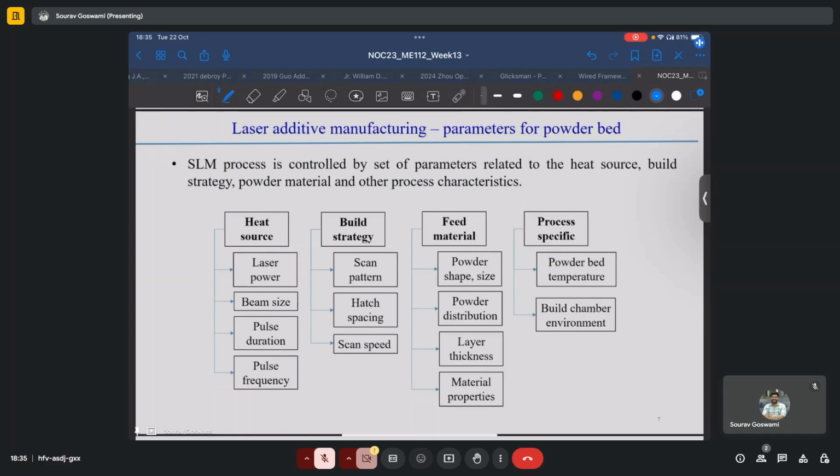And it depends on whether we are using a continuous laser or, say, a pulsed laser. If it is pulsed, then the pulse duration and the pulse frequency also come into the picture. And varying these parameters will vary the final build quality, build properties, and also the geometry of the build. Next comes the build strategy parameters, which can be the scan pattern, whether it is simple unidirectional scanning, bilinear, zigzag, raster, spiral, any fractal path, or any other path depending on the requirement.